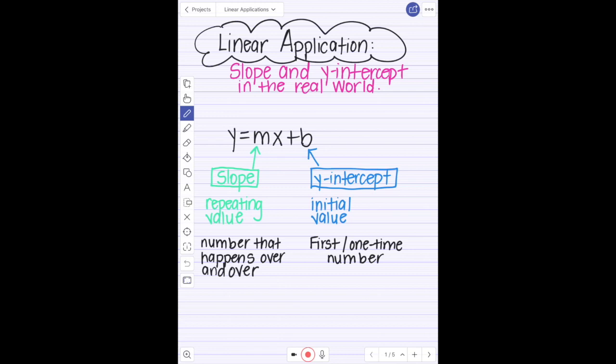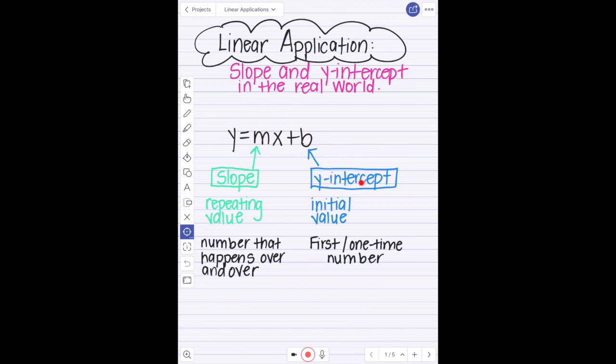All right, so for this lesson, we're going to be talking about linear functions, but more importantly, we're going to be talking about the key features. So we're going to be talking about slope and the y-intercept in the real world. Now, we've talked about slope-intercept form, which is y equals mx plus b. So you should recognize that slope is the m value and b is the y-intercept.